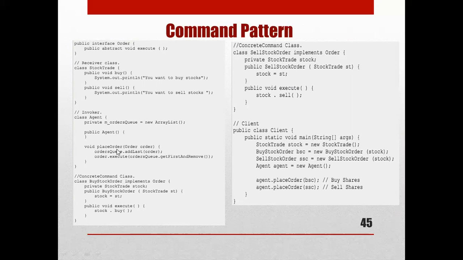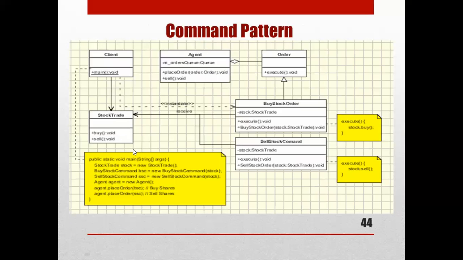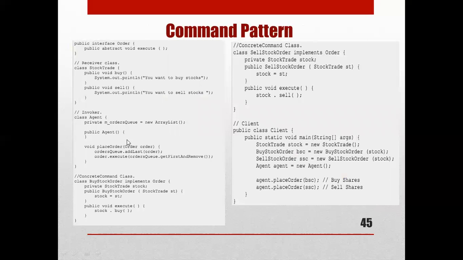Then it has void place order. Here you can see the methods like place order. Place order and sell method is there for that. So it will place the order by using the object order sq dot add last. It will add the last from that array list. Then it will execute order sq dot get first and remove.